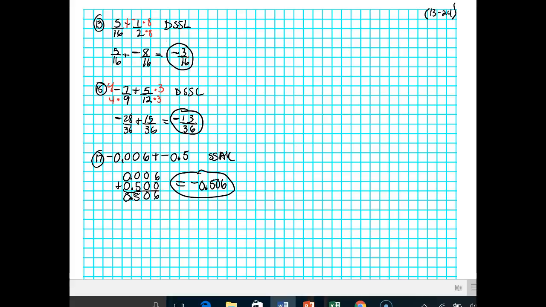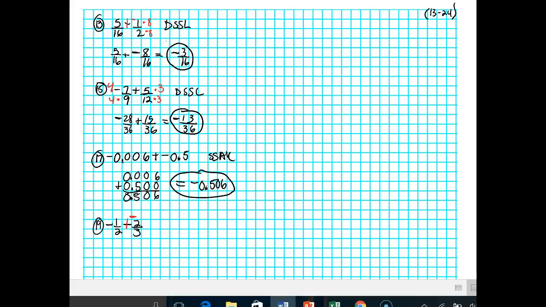All right, number 19. I want to skip. We've got negative 1/2 minus 2/3. So first we see a subtraction sign. We should immediately say, up, keep, change, change. So keep, change, and change.